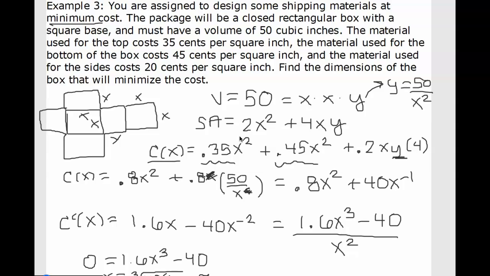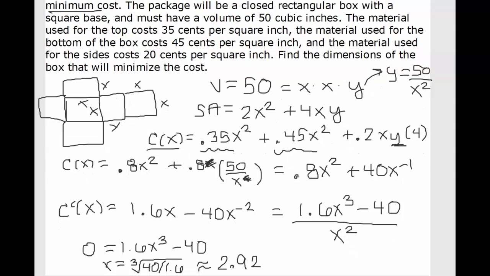2.92. So that's the value of x, and then to find your value of y, you would take that value and plug it in, so that y equals 50 divided by 2.92 squared, which is 5.86. And our units are inches, so our dimensions are in inches.